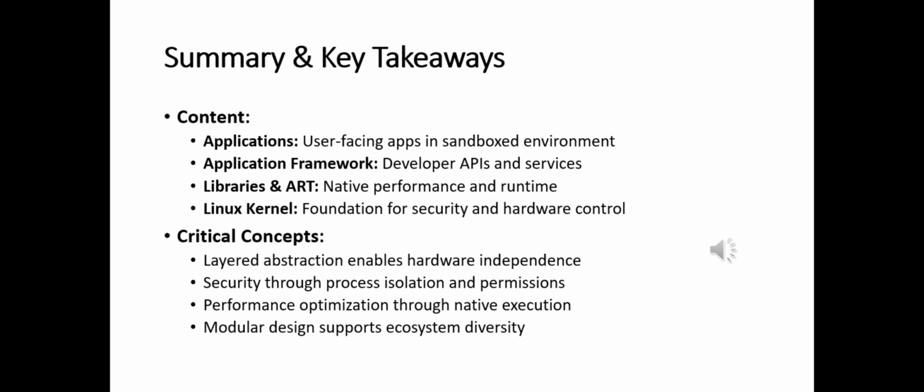We have discussed the various layers of Android OS architecture, including applications, application frameworks, libraries, Android runtime, and the Linux kernel. We have also seen the practical application using Android Studio. We have discussed critical concepts like how layered abstraction enables hardware independence, security through process isolation, performance optimization through native execution, and modular design, and how it supports ecosystem diversity.